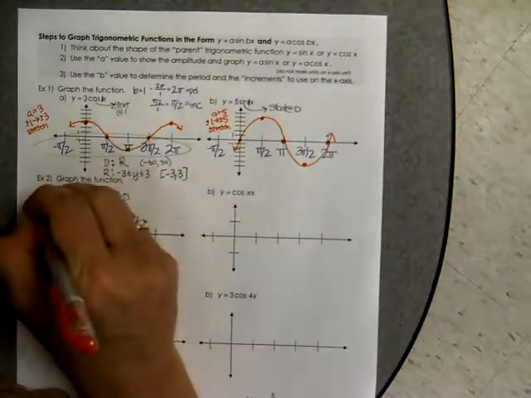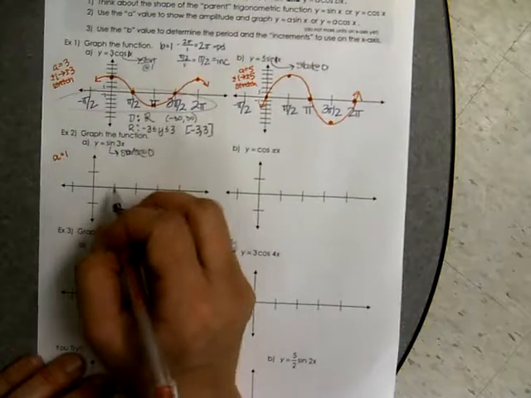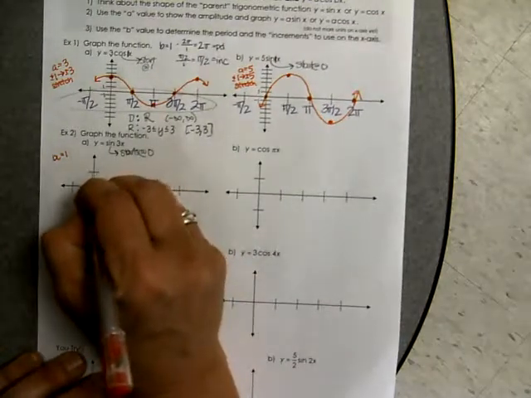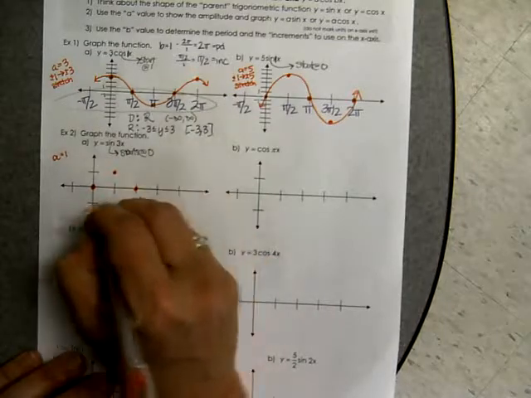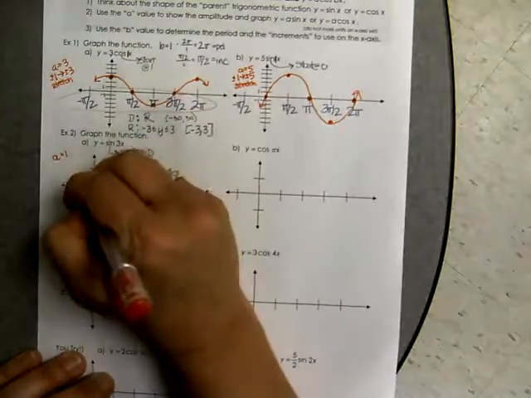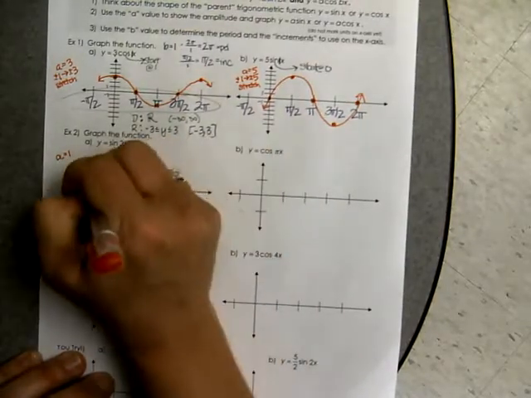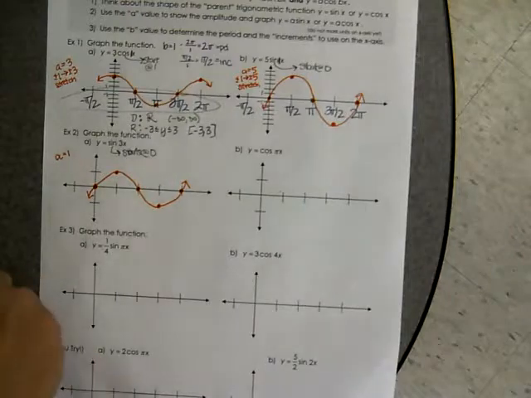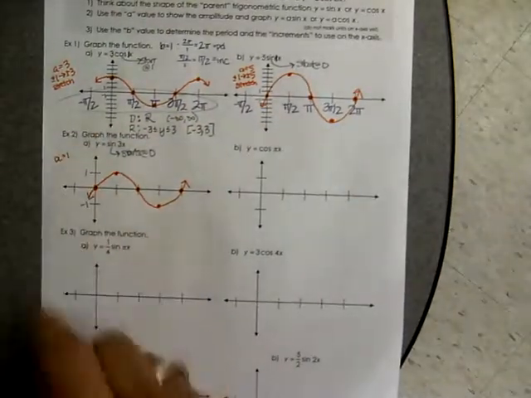We notice our a is 1, so there's no stretch or shrink. So for the sine function, we'll start at 0, go up to 1, down to 0, down to -1, back up to 0, and this is what our sine function looks like. Okay? And so I don't forget, I'll just label the y-axis with 1 and -1.